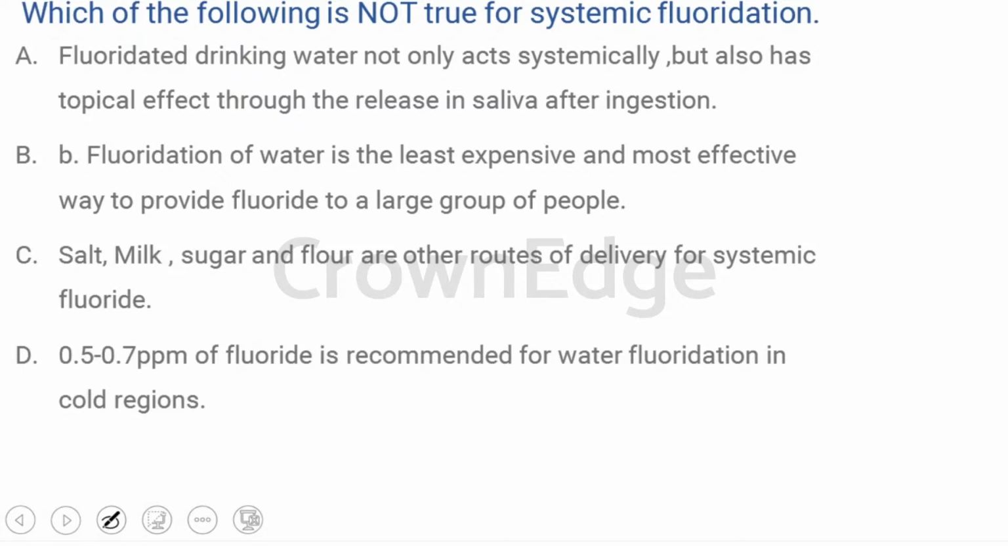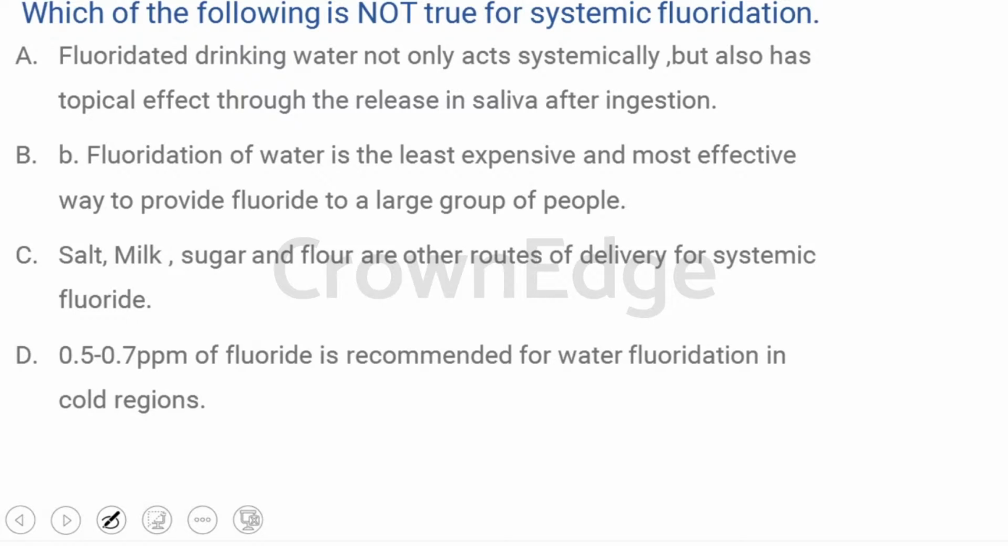In the year 1967, he said that depending upon the climate, the ppm of fluoride in water fluoridation should be adjusted. Since in warmer regions the tendency is to drink more water, the fluoride concentration, or the ppm of fluoride in water, has been kept at a very low level.